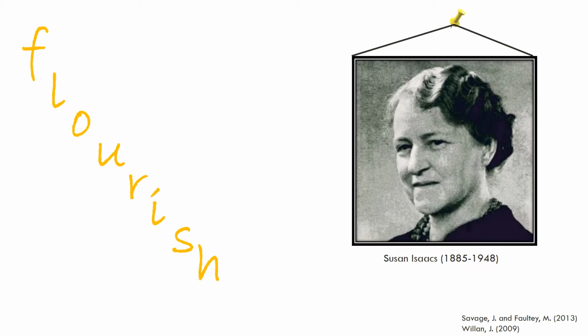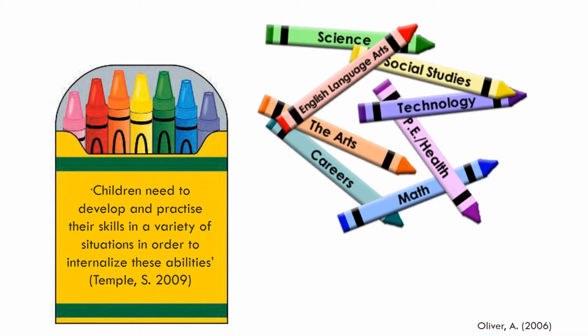Susan Isaacs explains how teaching broadly and open like this allows children to explore ideas, gaining insight and letting their understanding flourish. Savage and Folty say using models such as this encourages children to make authentic connections in their learning. Oliver suggests that encouraging children to make connections in their own learning promotes creativity as they have to delve into a deeper understanding of what they are learning.